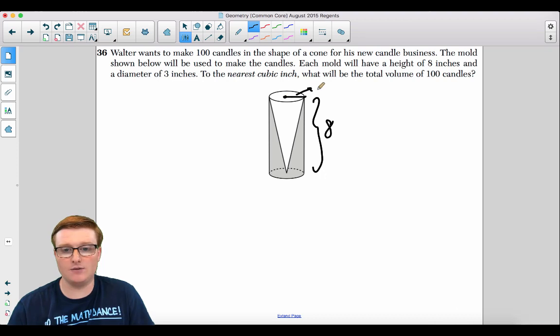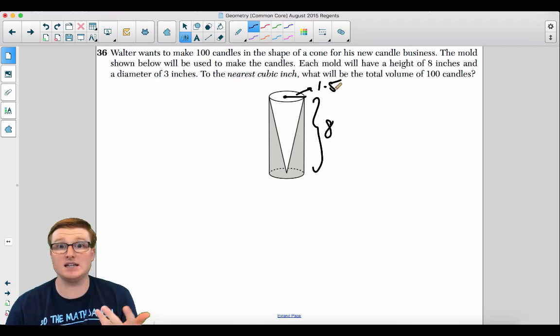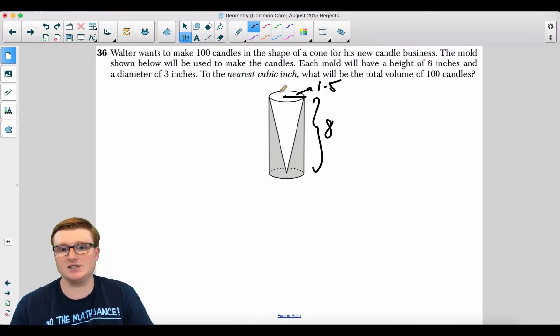That means that there's a radius of 1.5. I don't care about the diameter because they tell us the one thing and then we have to conclude what the radius is, because we need the radius in the formula. But the diameter is 3, so the radius is 1.5.